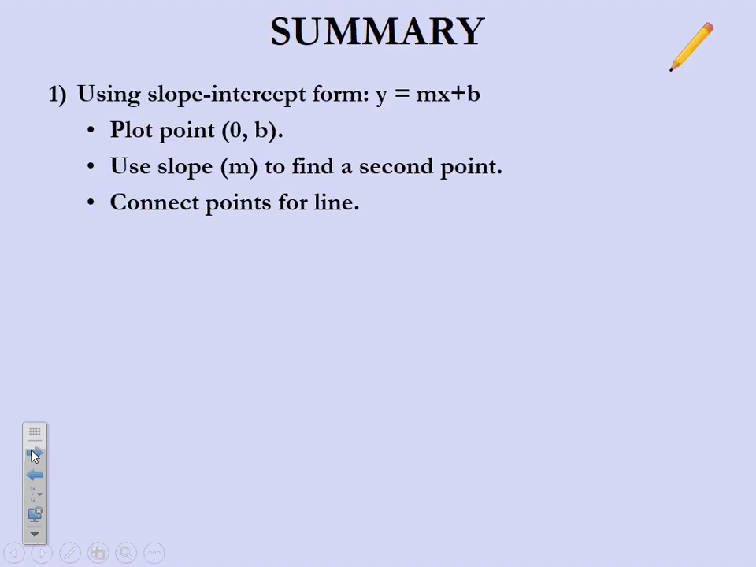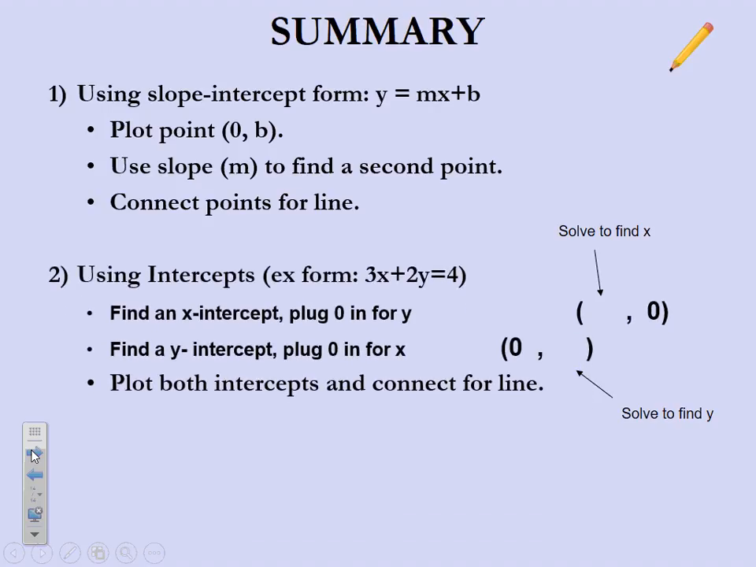The second way that we talked about today was using intercepts, where we find the x-intercept by plugging 0 in for y and solving for x. Then we find the y-intercept by plugging 0 in for x and finding y. Then we plot both intercepts and connect them for the line.